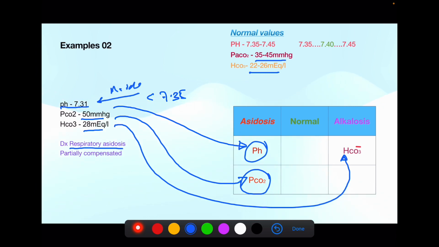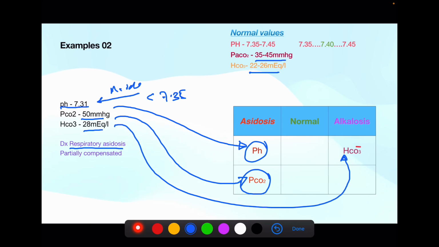Now you have to comment on the compensation, whether it's partial compensation, full compensation, or uncompensated. As I told you, this is not fully compensated because your pH is still not in the normal limit. It's still at the acidosis level. Then definitely you can exclude the fully compensated answer. Now you are left with partially compensated or uncompensated.